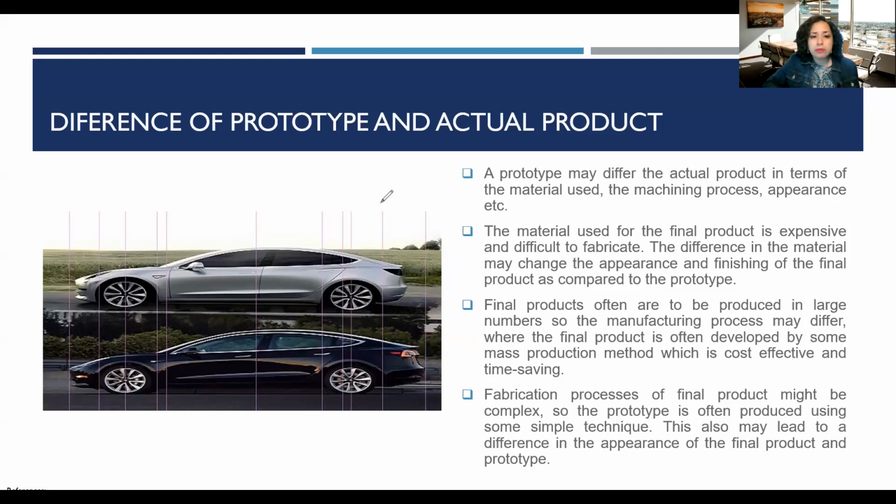Yeah, because this one was only one or two or three different prototypes that they built, but it was not the final product. Once you go and start production, you need to work in the real plant, not just for one car, but for several of them. Once you produce in series, things are different. Final products often are to be produced in large numbers, so the manufacturing process may differ, where the final product is often developed by some mass production method, which is cost-effective and time-saving. So you need to go and see, yes, there are going to be changes, but they have to be cost-effective and of course, time-saving. Fabrication processes of the final product might be complex. So the prototype is often produced using some simple technique. This also may lead to a difference in the appearance of the final product and prototype.